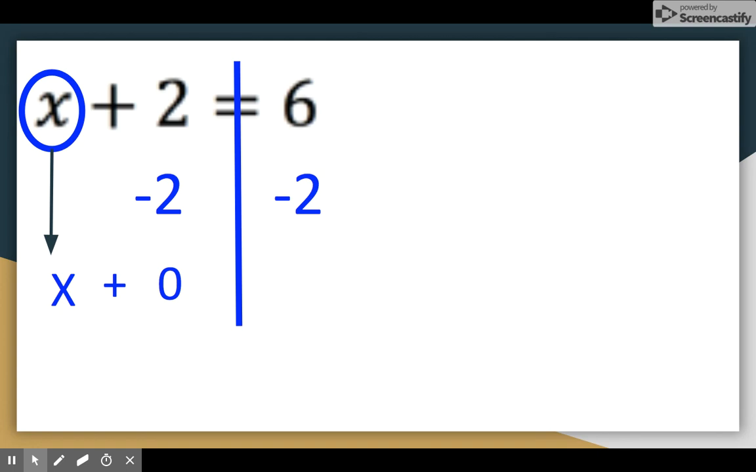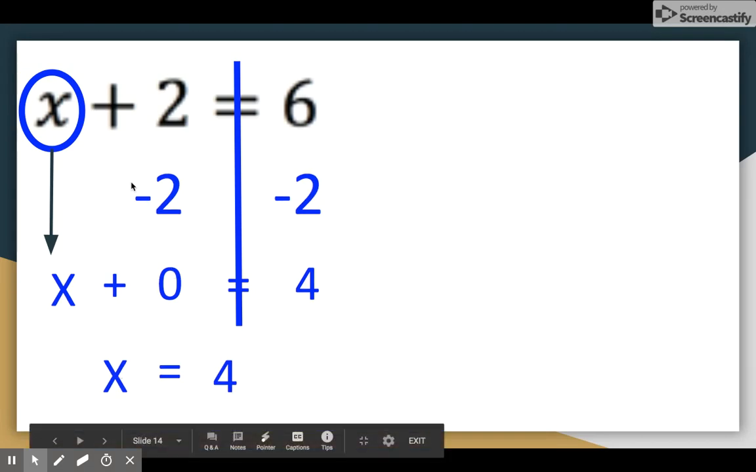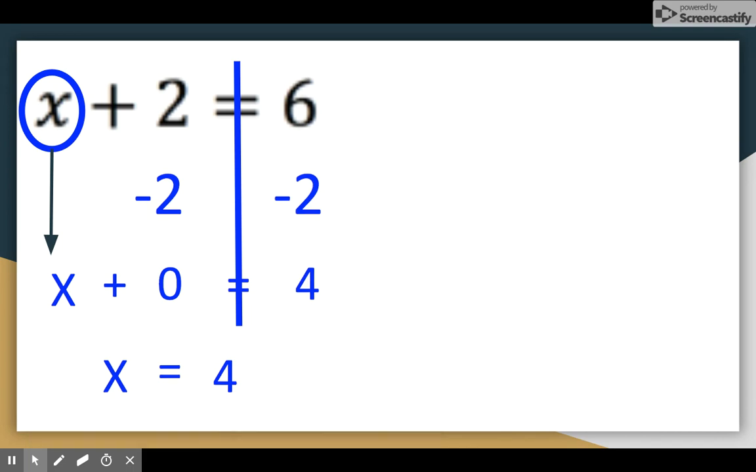Then, on the other side, we have to actually do 6 minus 2, and 6 minus 2 becomes 4. So really what this means when we have x plus 0, if you were to think about that, that's really just x equals 4. So what we did is we solved for what x is by getting everything away from the x. And as mentioned before, our last step in solving the equation is to check to see if we're right.